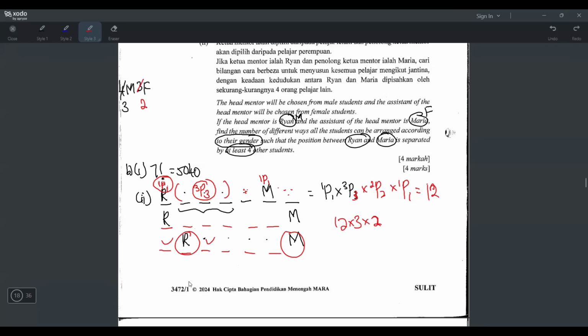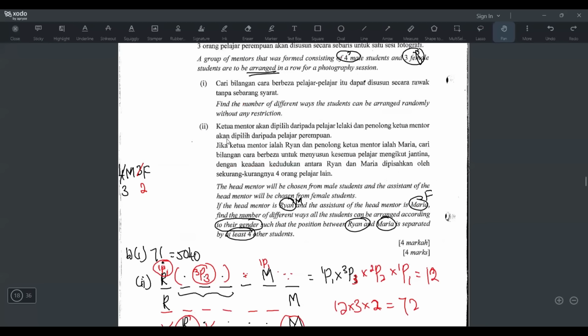Sebenarnya ada lagi 3 possibilities ini. Dia boleh jadi RM ataupun MR like this. So sebenarnya ada 6 lah. It means you have to take this 12 times 6. Yeah, times 6 because there's 6 of this, right? So that's how you do it. Or you can just write 12 times 3 times 2 like this. Okay, if you tekan this, you'll get 72. That means you have 72 ways to arrange. Hope you understand. So that's all.